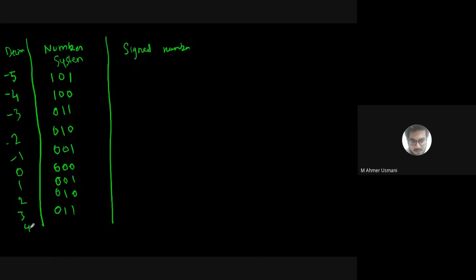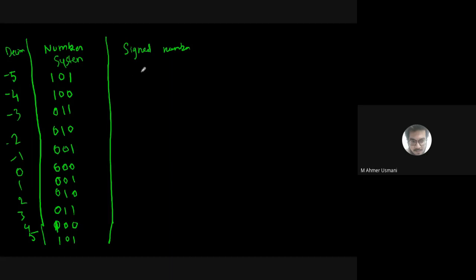4 can be written as 100, and 5 can be written as 101. Is this clear? यहाँ तक clear है? Now tell me about signed numbers. How to write signed numbers?